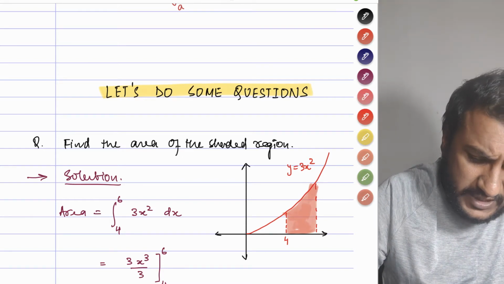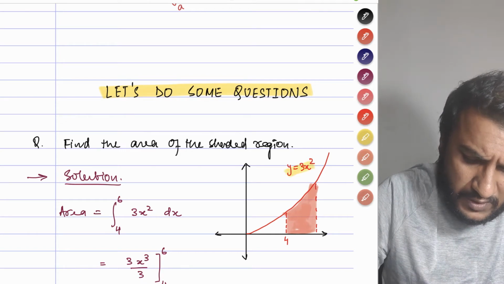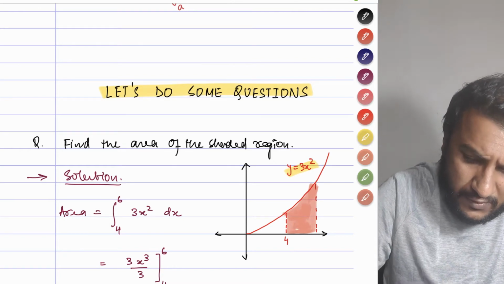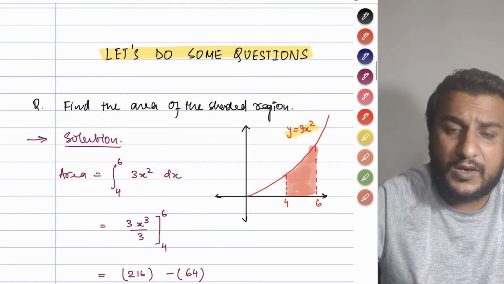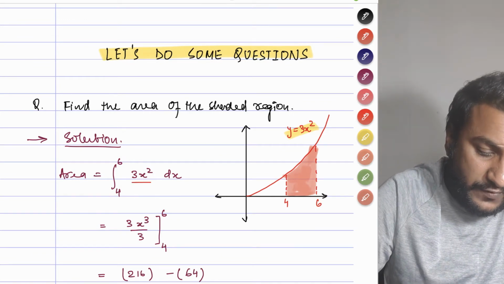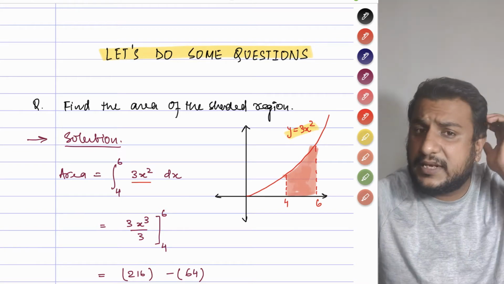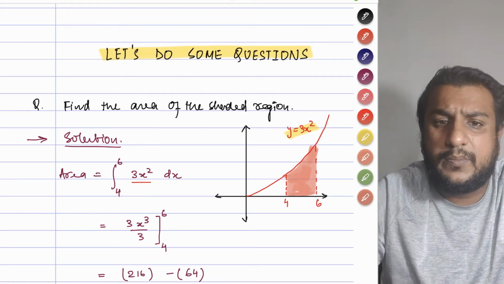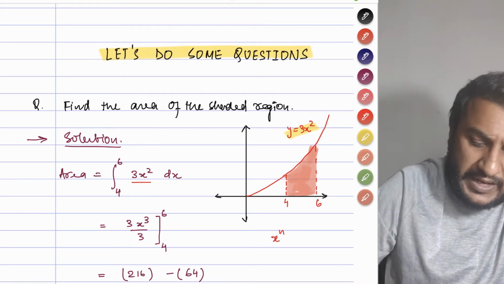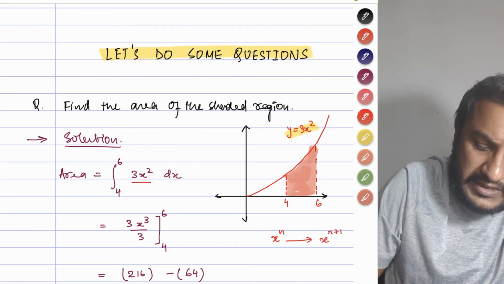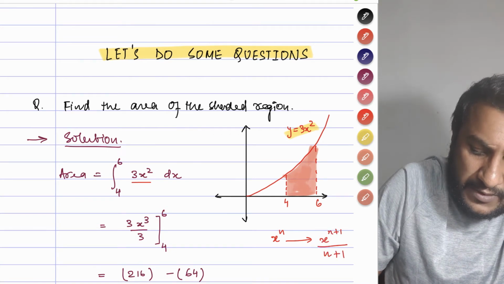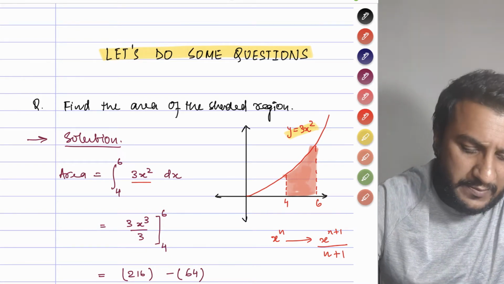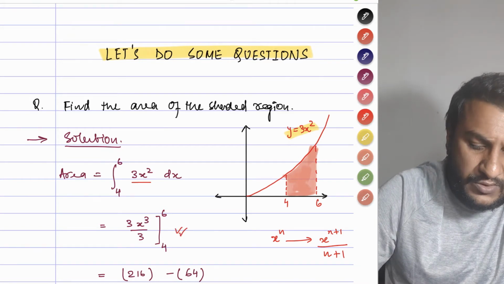Find the area of the shaded region. The curve is given to us over here, that is y equals 3x square, and we are supposed to find the area from 4 to 6. So if I integrate from 4 to 6, since 3 is a constant, I take the 3 outside. What is the integration of x square? As we know, the integration of x to the power n is x to the power n plus 1 divided by n plus 1. So using that concept, the integration of x square would be x cube divided by 3, and we use square brackets to write down the limits.